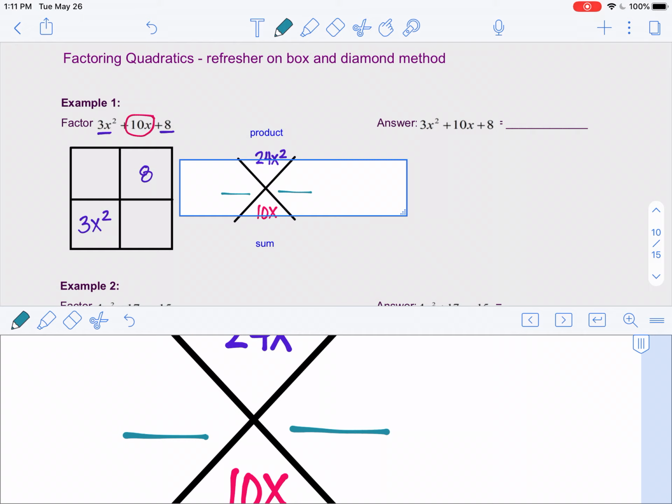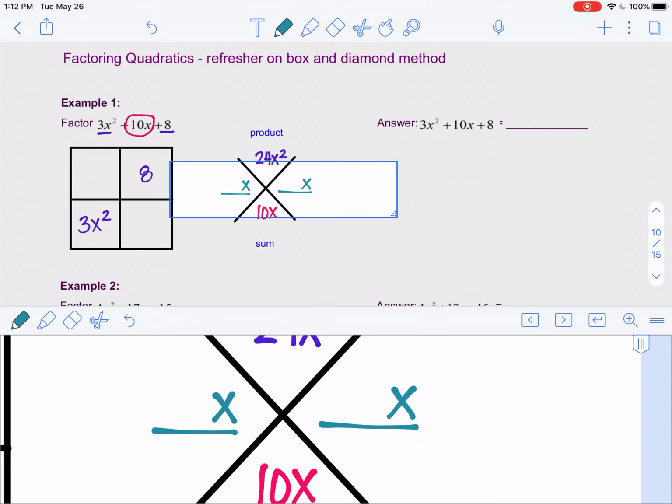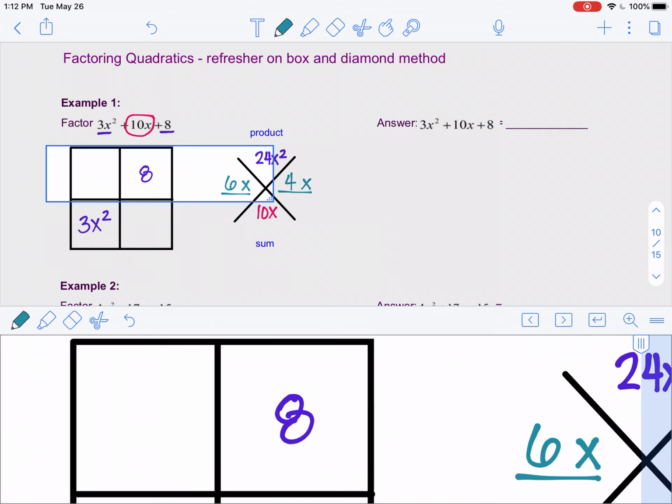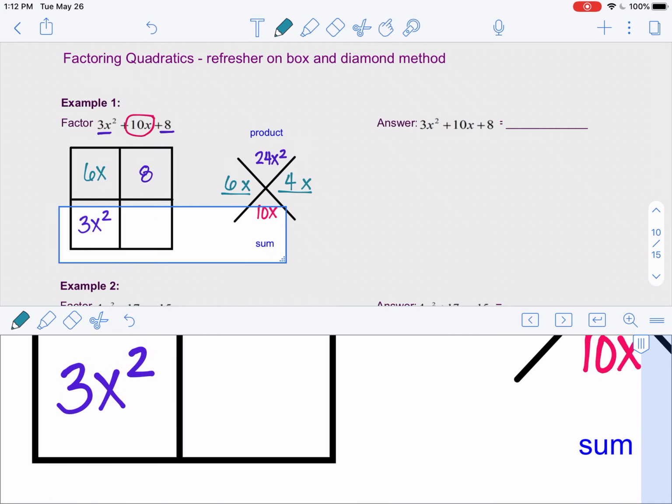And so if I'm going to add these together to get 10x, they have to be like terms. So both of these have to be x's. And when I multiply x times x, I get the x squared. So that's going to be taken care of. So now I just need to think about what two numbers add up to 10 but multiply to 24. Okay, so that would be 6 and 4. And those are the other two things that go in the box. So I'm going to put the 6x here and the 4x here. More about placement in a second.